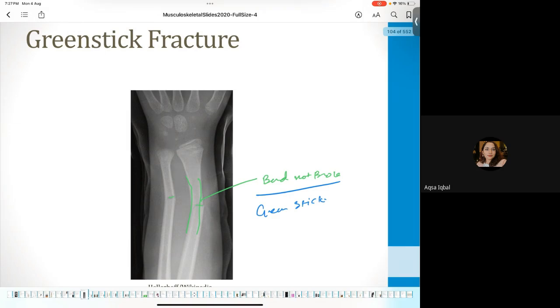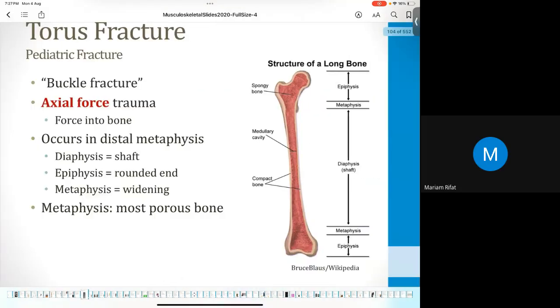Hello. Yes, doctor. Hello. Yes, You sir. guys are gonna see an related to this green stick fracture, and I think that's very simple, right?